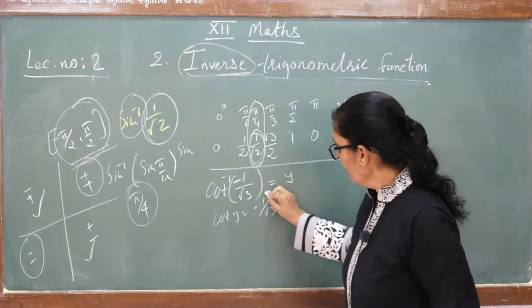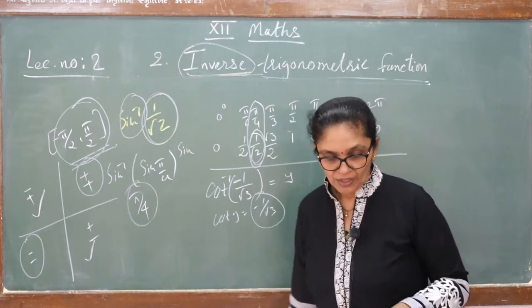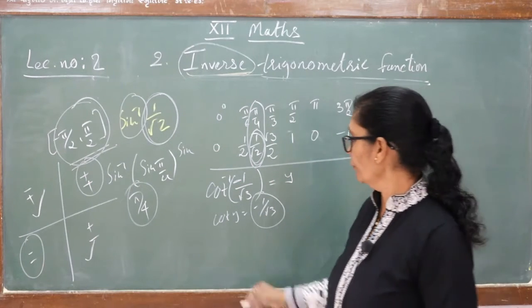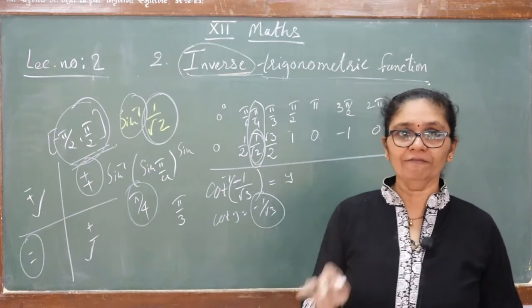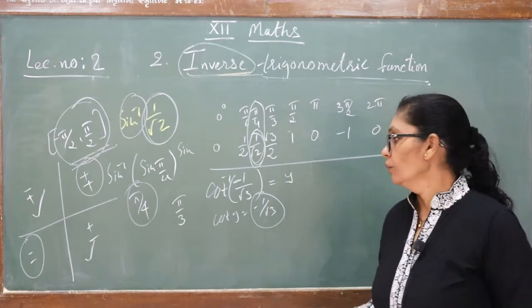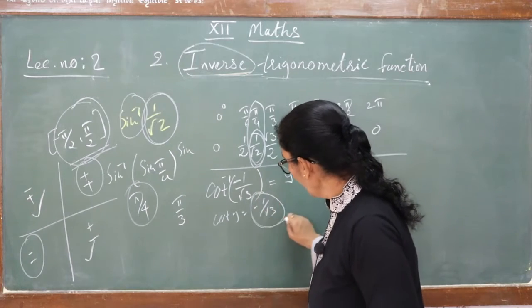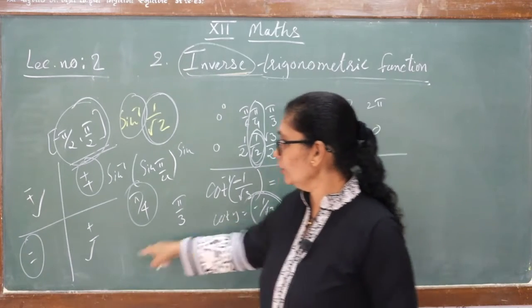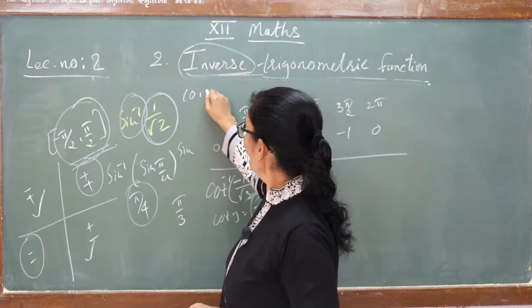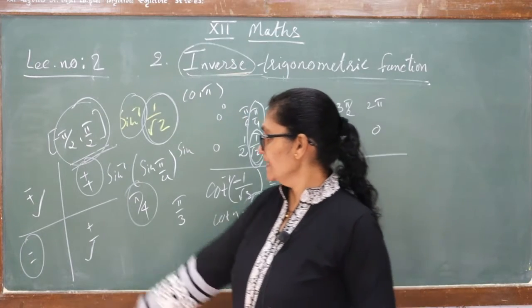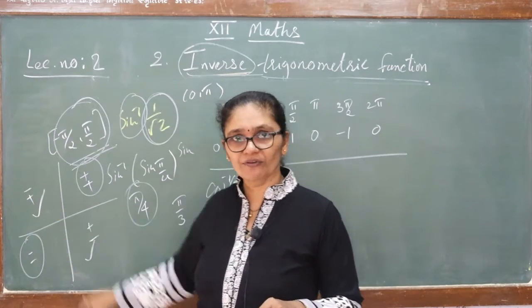Now remember, minus 1 by root 3. 1 by root 3 is the value for what? Pi by 3. So it must be clear in your mind for which trigonometric value. What is the term? Pi by 3. But it is in the second quadrant. Why have I taken the second? Because our domain lies between 0 to pi, meaning we can consider only the first two quadrants.